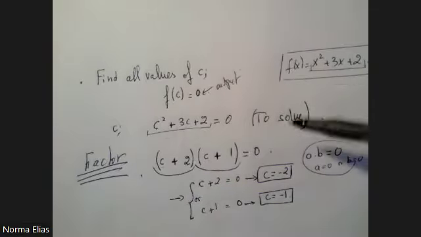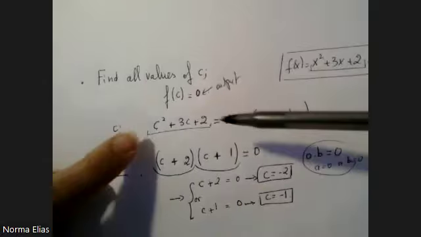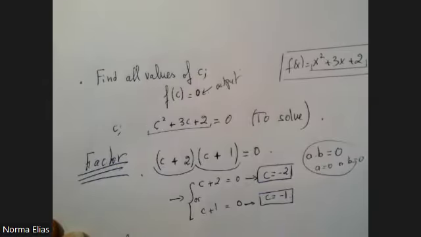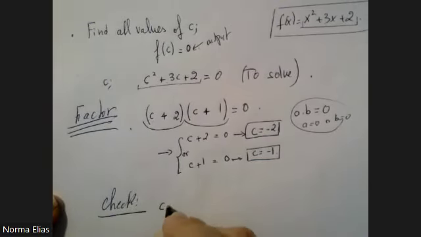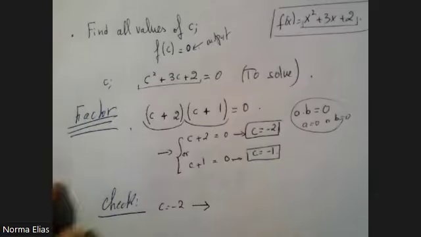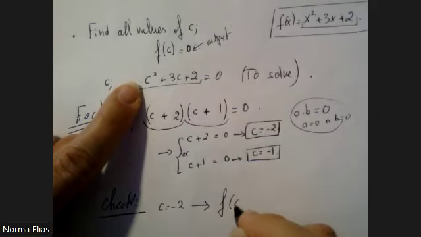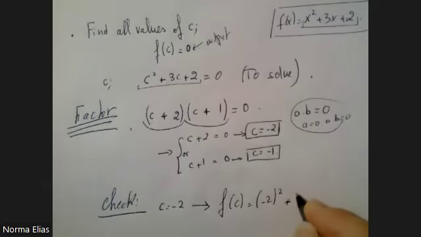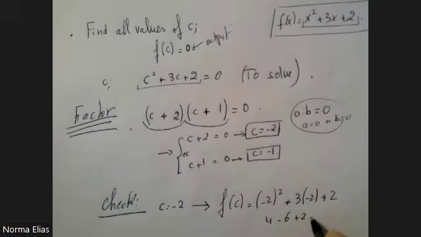And now we can check our work. If C is minus 2 and I plug it in here, do I get a 0? So let us check. Suppose I take C to be minus 2 and I plug it into f of C. Do I get a 0? So f of C would be minus 2 squared plus 3 times minus 2 plus 2. That's 4 minus 6 plus 2, equal to 0.